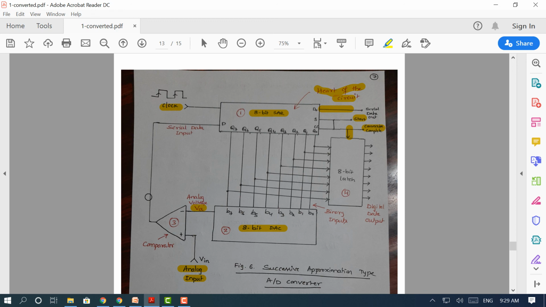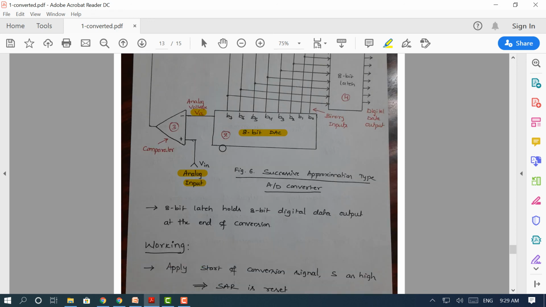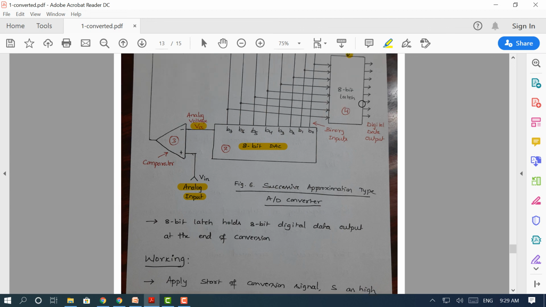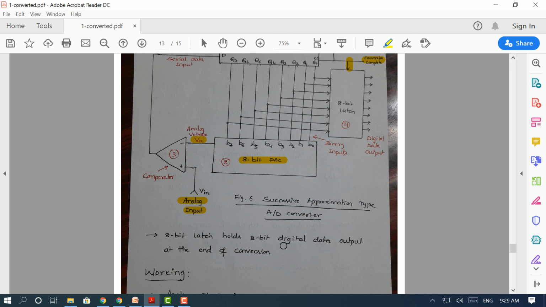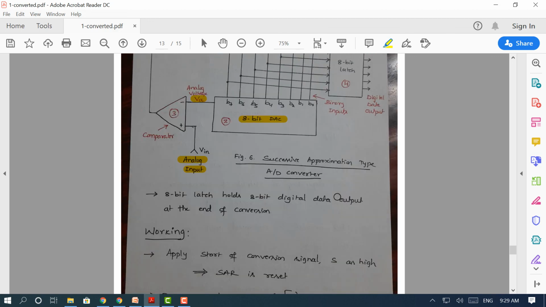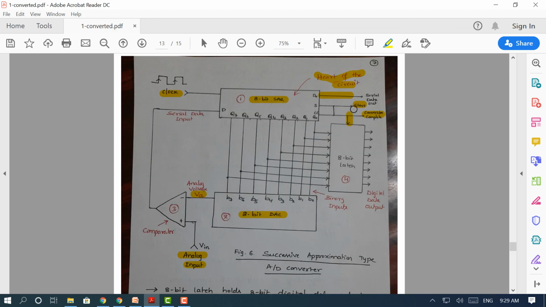Okay, so this is the way it converts. The working of this can be further understood by going through the example. So the 8-bit latch here, as I already told you, holds 8-bit digital data at the end of the conversion. Now let us understand the working process. First, one has to apply the start signal.